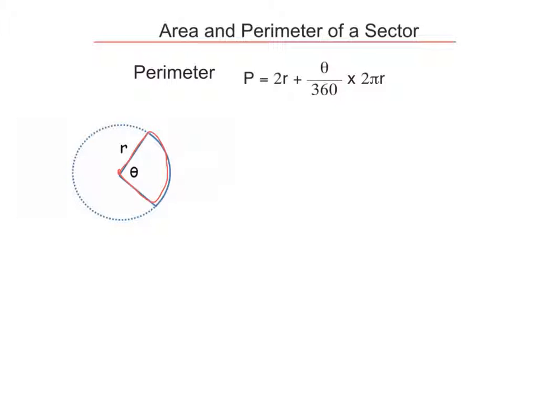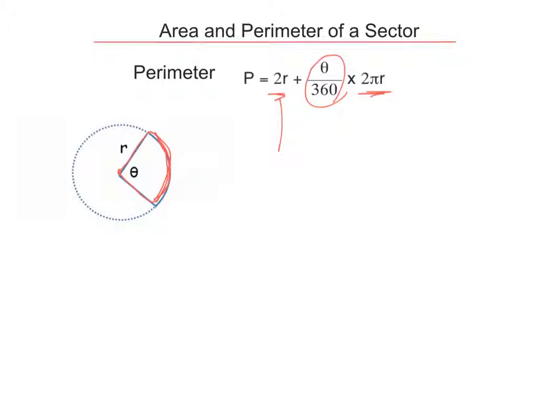The length of the arc is a fraction of a whole circumference for the whole circle. So looking at the formula, the 2r tells us the two lengths of the radius. The 2 pi r is the distance around a whole circle, its circumference, and the theta over 360 tells us the fraction of the whole circumference that the sector takes up.